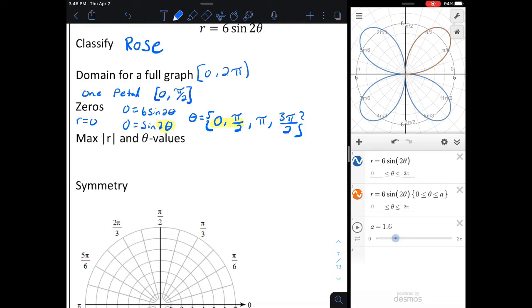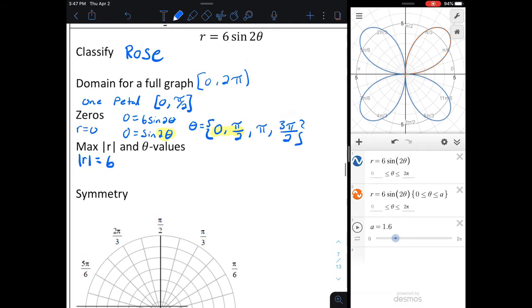Now let's look at our maximum r values. Well, this is where we're looking for, where is the absolute value of r going to equal, well, how far away do these petals get on this polar grid? I'm looking at how far away they get from the origin. They make it all the way to that circle with the radius of 6. Well, when I'm looking at my equation here, I should know that, because I'm multiplying sine's output by 6, and sine itself has the largest output of 1. 1 times 6 is 6.